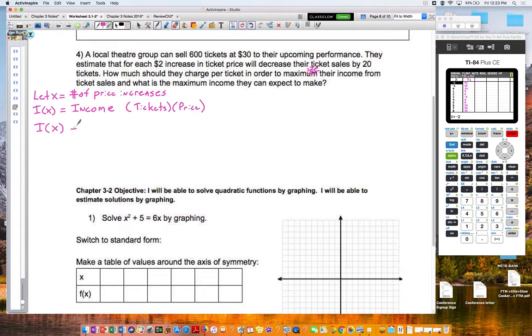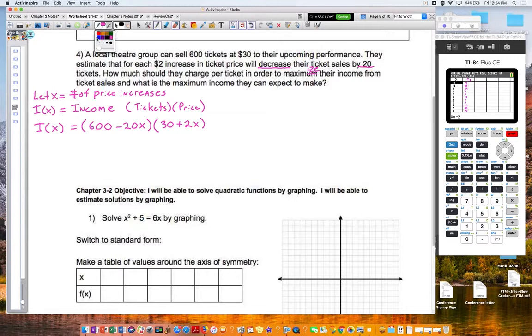So, to get this income, the number of tickets I start out with is 600. But for every price increase I make, the ticket sales decrease by 20. So I've got to go minus 20 times x, or however many increases I make. Now with the price, I'm starting to charge $30, but I'm deciding to increase the ticket by $2 per increase. So I'm going up by plus 2x.